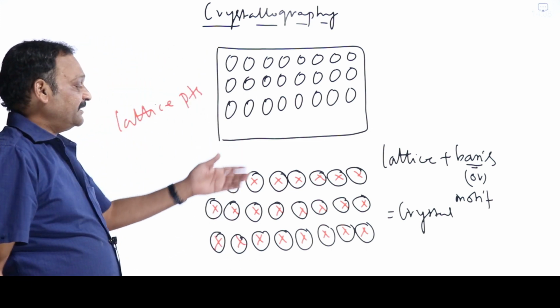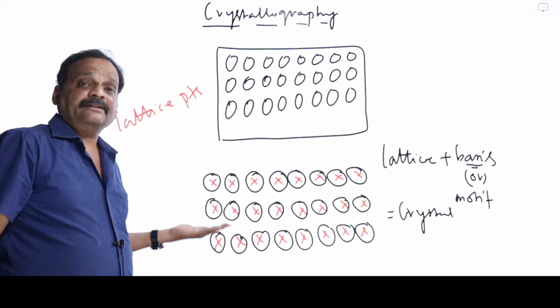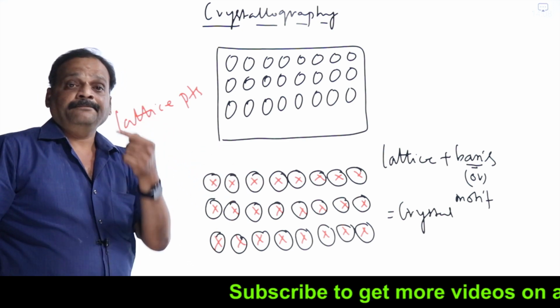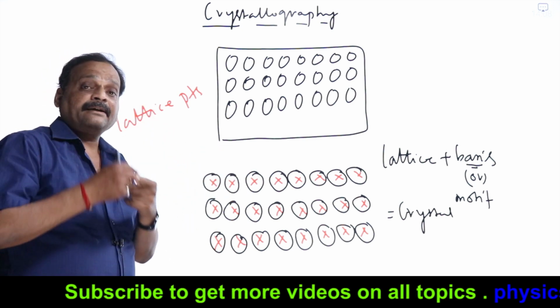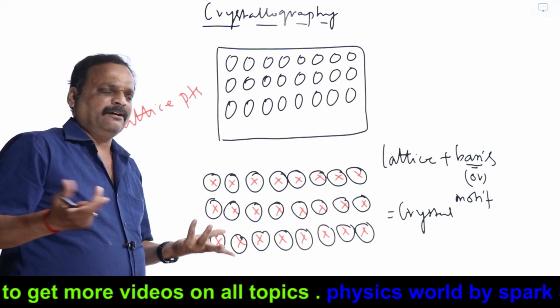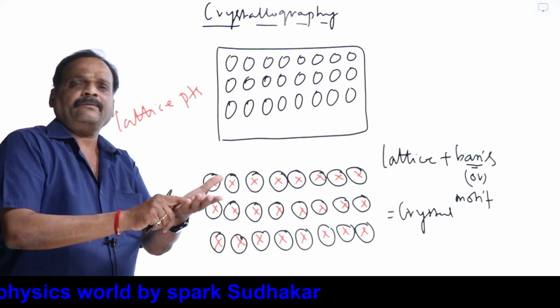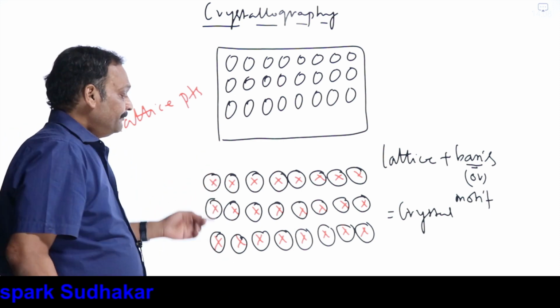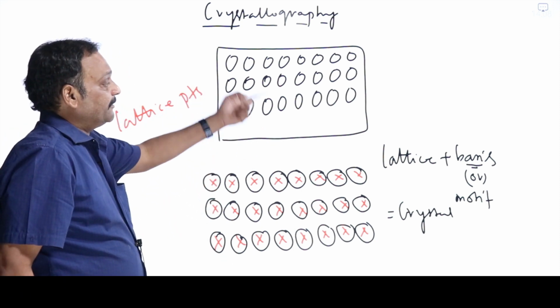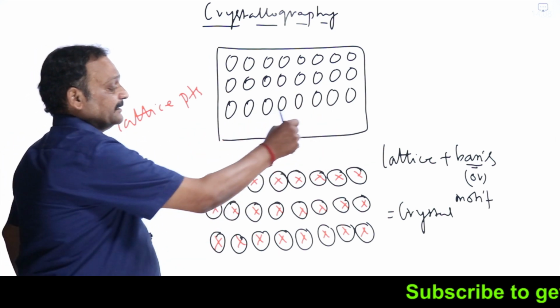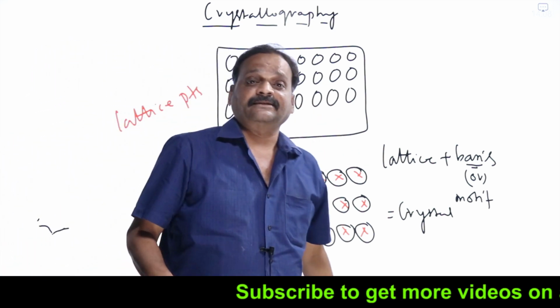That basis may contain one atom. In the case of copper, it contains one atom. In the case of ice, it may contain one H2O molecule. In the case of NaCl, it may contain one Na plus and Cl minus ion, like that. Whatever atoms or ions or molecules you have to place at each lattice point in order to get the actual crystal is known as basis, or motif we call it. So, lattice plus basis will give you the actual crystal structure.